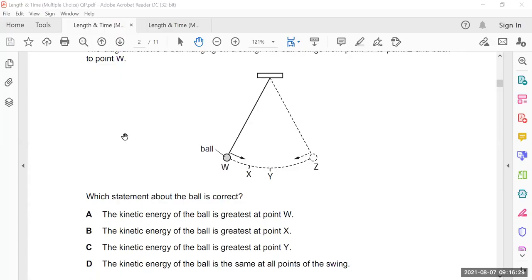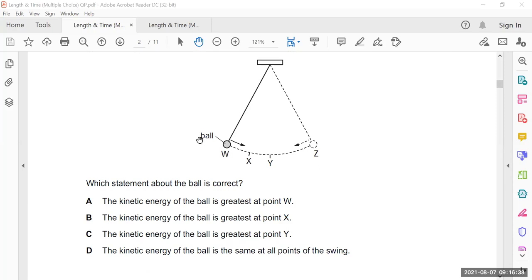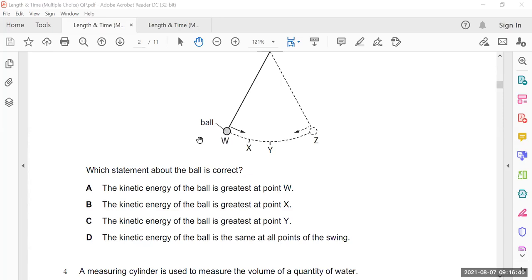Now let's find the answer for question number 3. From this discussion, is there anyone, children, who can explain which statement about the ball is correct? Either B or C. Now in option A, the kinetic energy of the ball is greatest at point W. This is the wrong answer. If the option were potential energy, then it would be the right answer. So option A is wrong.